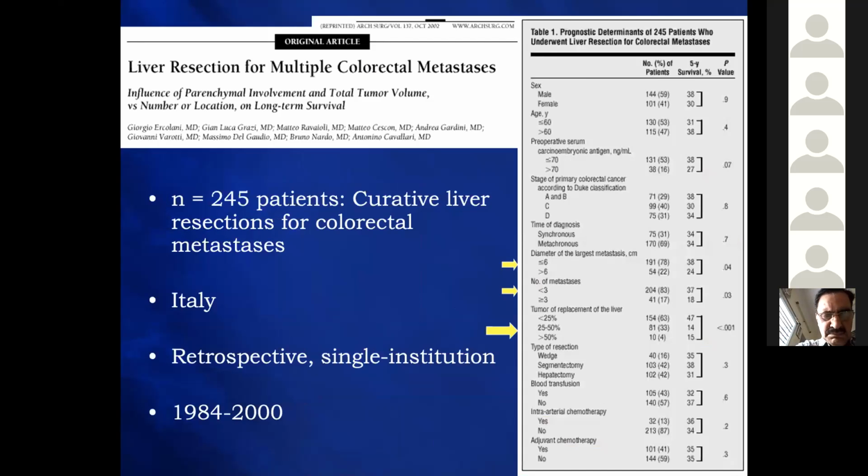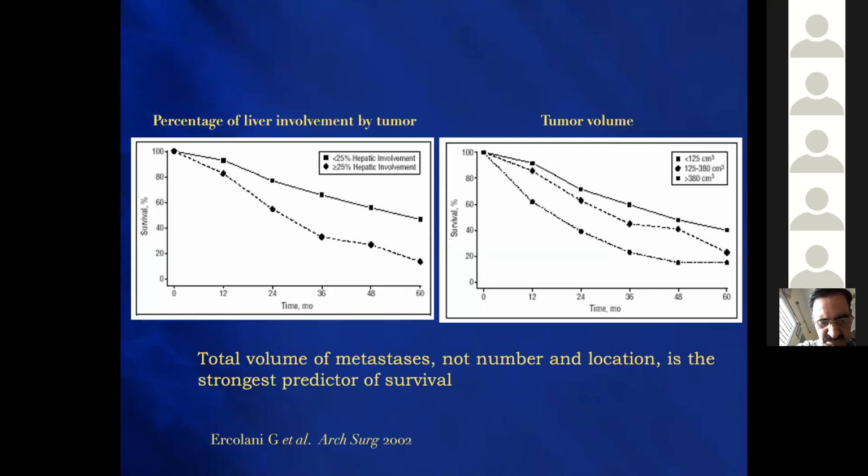A study of 245 patients in Italy used different prognostic factors: size of the metastasis, number of metastases, how much liver volume is involved, type of surgery, blood transfusion, age of the patient, and preoperative CEA level. They found that the total volume of metastasis, not number and location, is the strongest predictor of survival. If there was less than 25% liver involvement, the survival was better. With more than 25% liver involvement, the survival was less. As the tumor volume increased, survival fell.